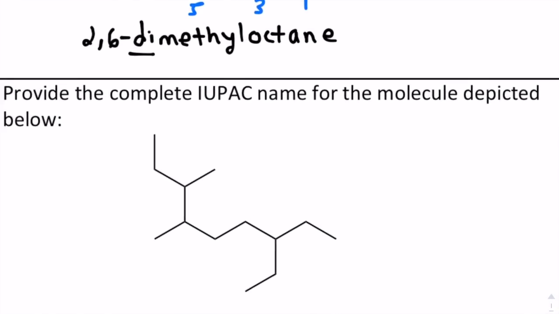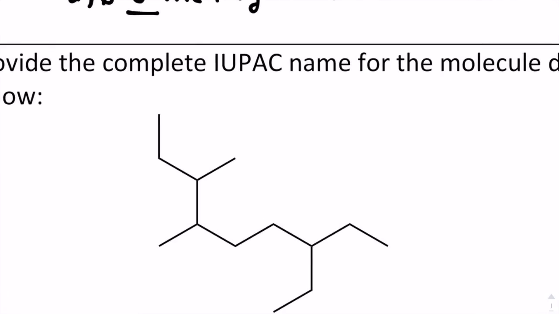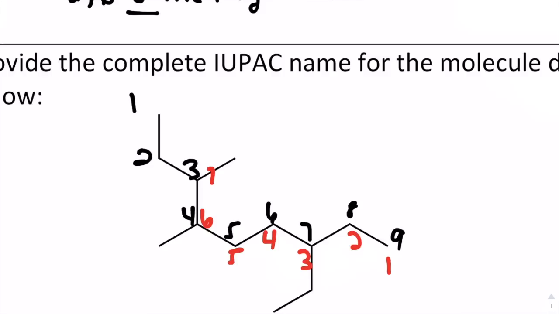So over here, provide the complete name. We want to find the longest carbon chain. If we started up here: 1, 2, 3, 4, 5, 6, 7, 8, 9. That's one way. Or we could have done maybe 1, 2, 3, 4, 5, 6, 7, 8, 9. For the black numbering scheme, we encountered our first substituent at 3. And for the red numbering scheme, we also encountered our first substituent at 3.